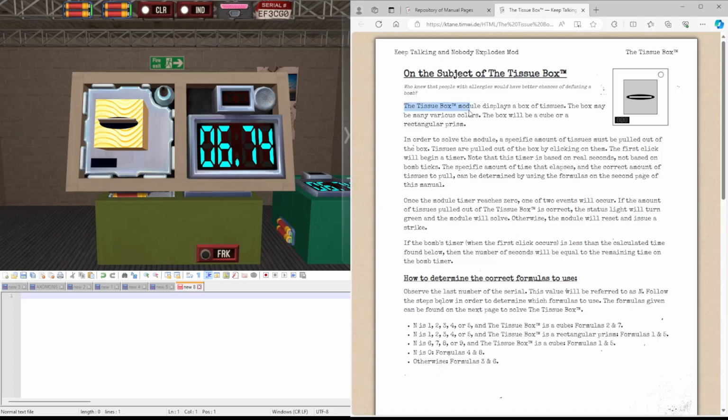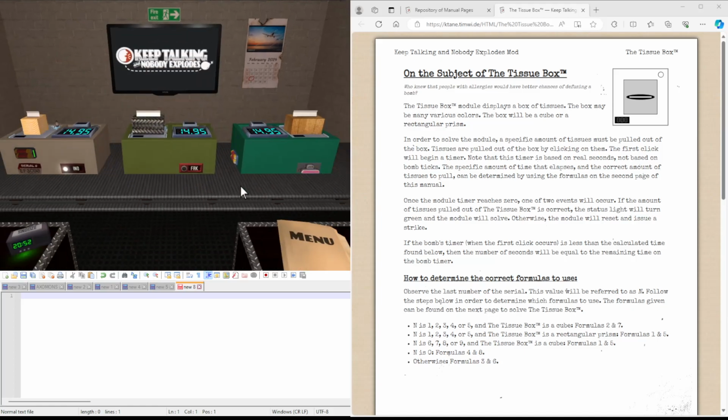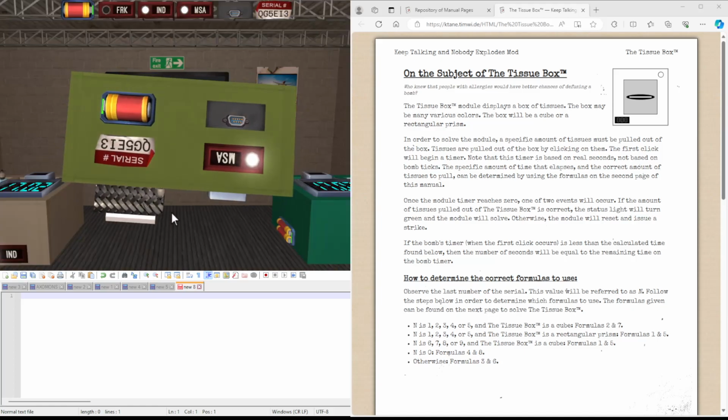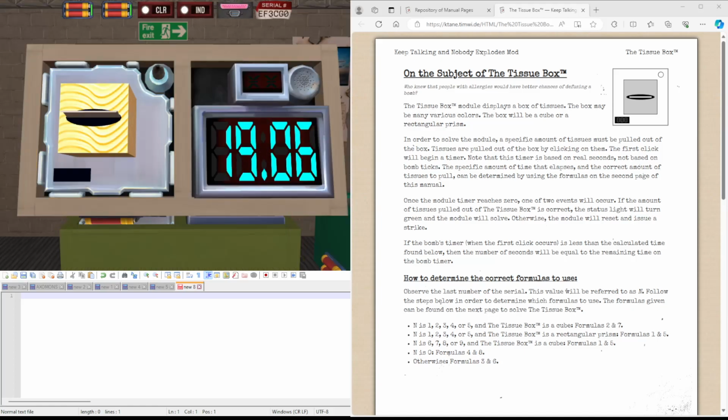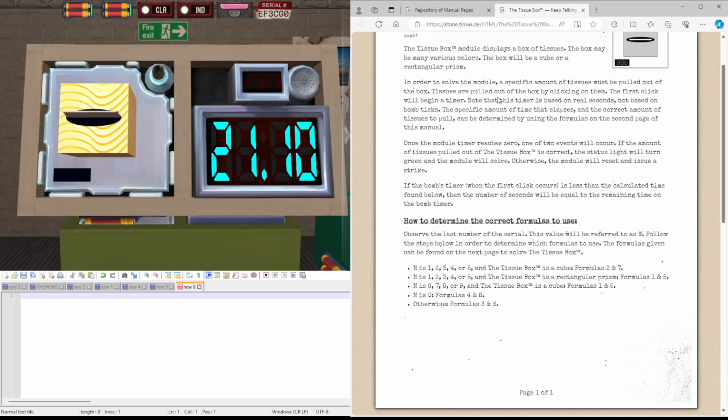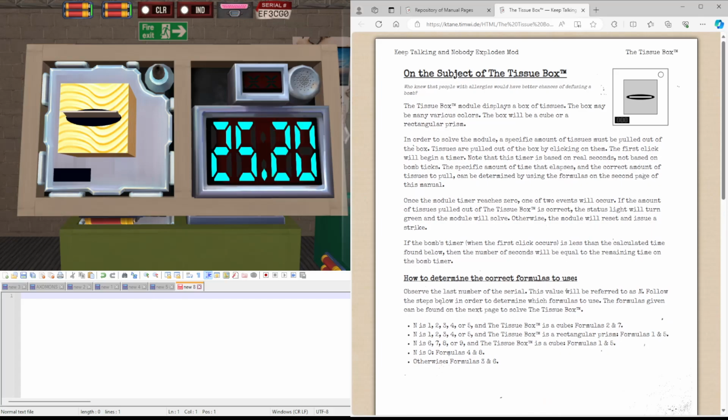The tissue box trademark module displays a box of tissues. The box may be various colours, and it might be a cube, like this one, or a rectangular prism, like this one. So basically what we're going to be doing for this module is figuring out how many tissues we're going to be pulling out in how much time.